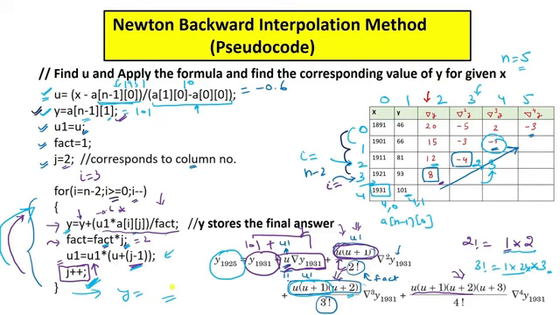Actually, everything is just similar to the Newton forward interpolation method. If you have gone through the Newton forward interpolation method and understood that, then this backward interpolation method is also very easy. Okay, so now let's run this program in our VS Code and see what the answer is.